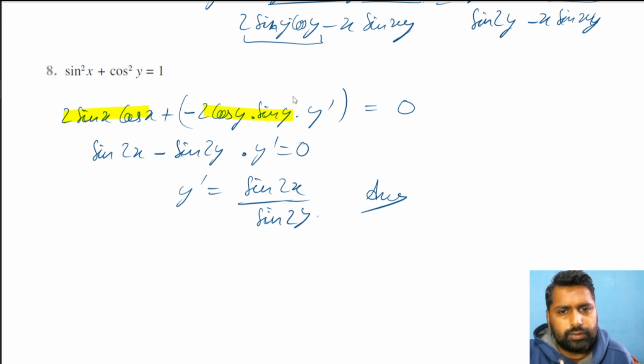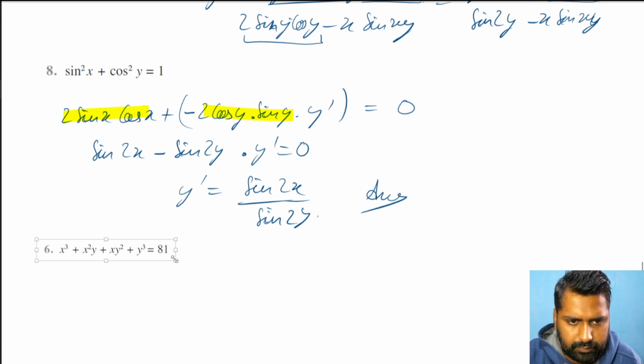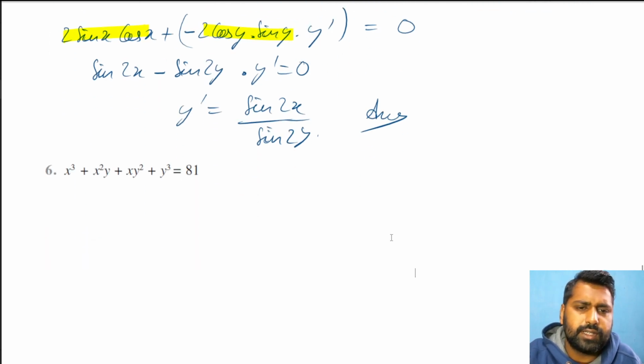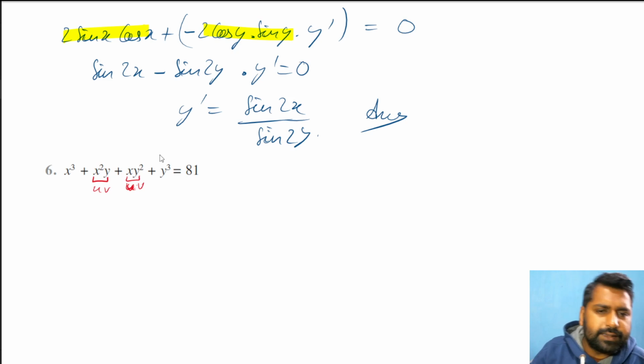Now let me give you one more question. If we look at this question, first thing that we can see is we'll have to apply UV here, we have to apply UV here. And then we'll collect y dash. It will be slightly lengthy.